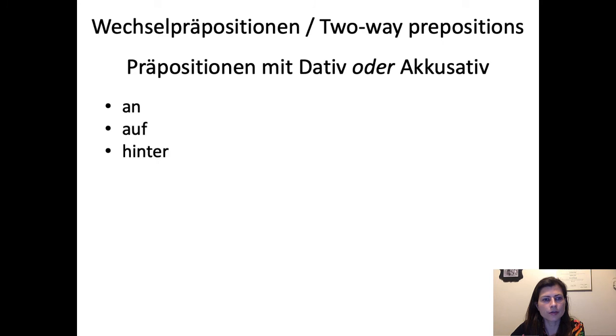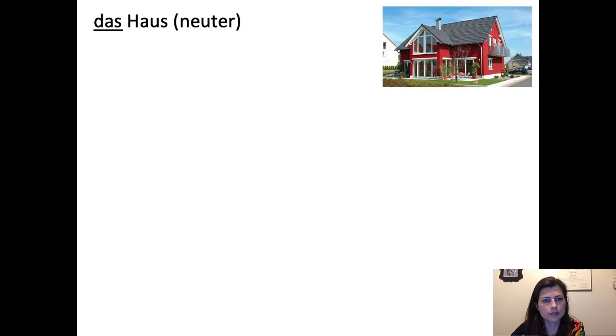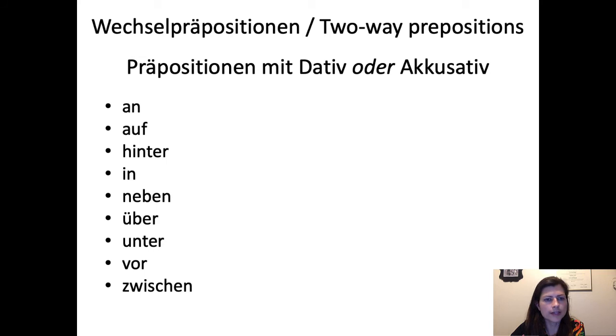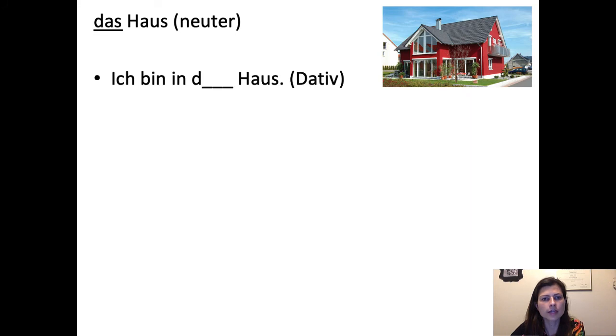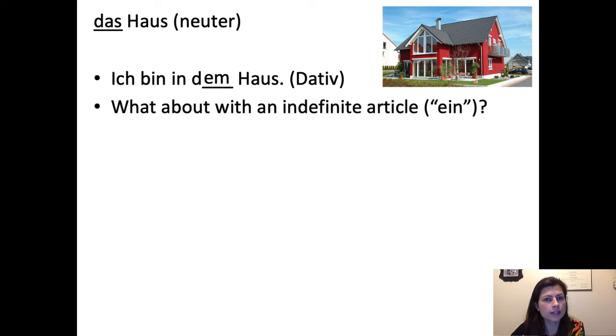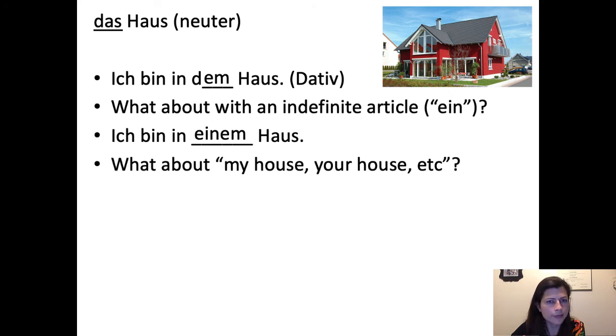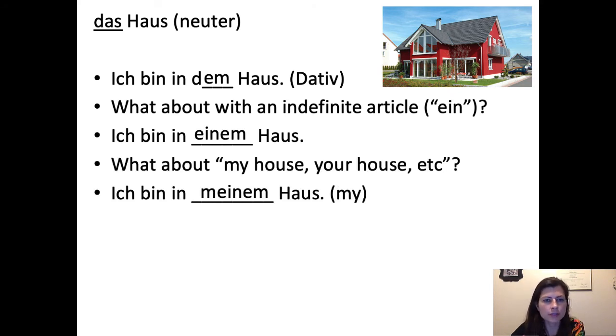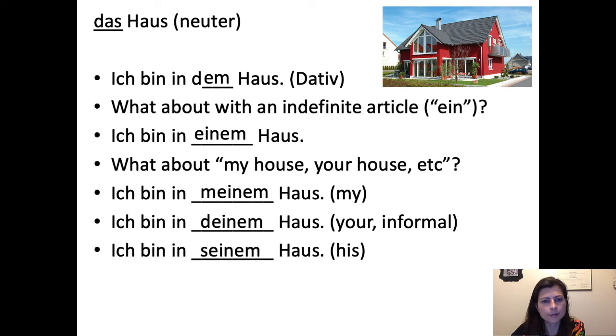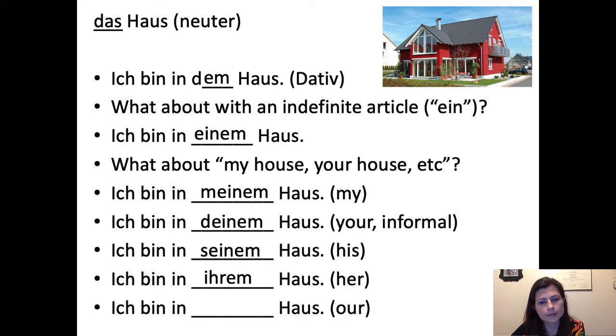So, of course, the list of these is an, auf, hinter, in, neben, über, unter, vor, zwischen. That's how you remember those. And so let's look at how we would even do this. Ich bin in dem Haus, dative. What about with the indefinite article? Hopefully you remember your dative indefinite article for neuter is einem. And then if we want to do the possessives, it would be meinem, deinem, seinem, ihrem, unserem. All of those would have that same ending.